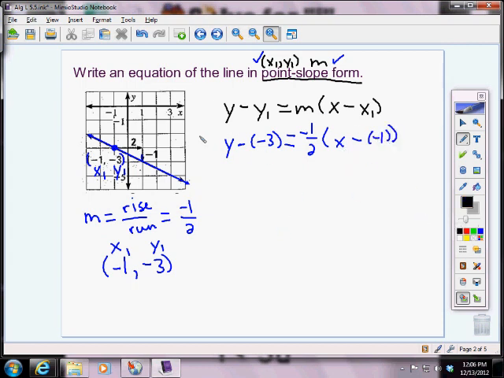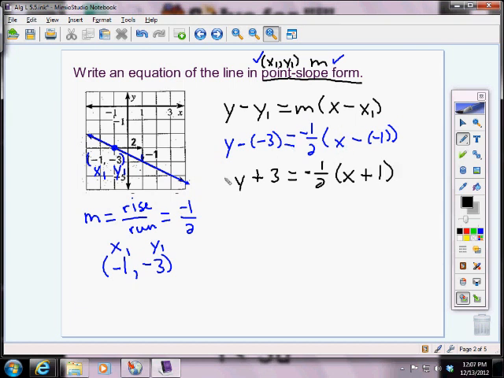Let's get rid of all these minus negatives. If we go keep, change, change, equals -1/2, keep, change, change. There, that's it. That's in point-slope form.